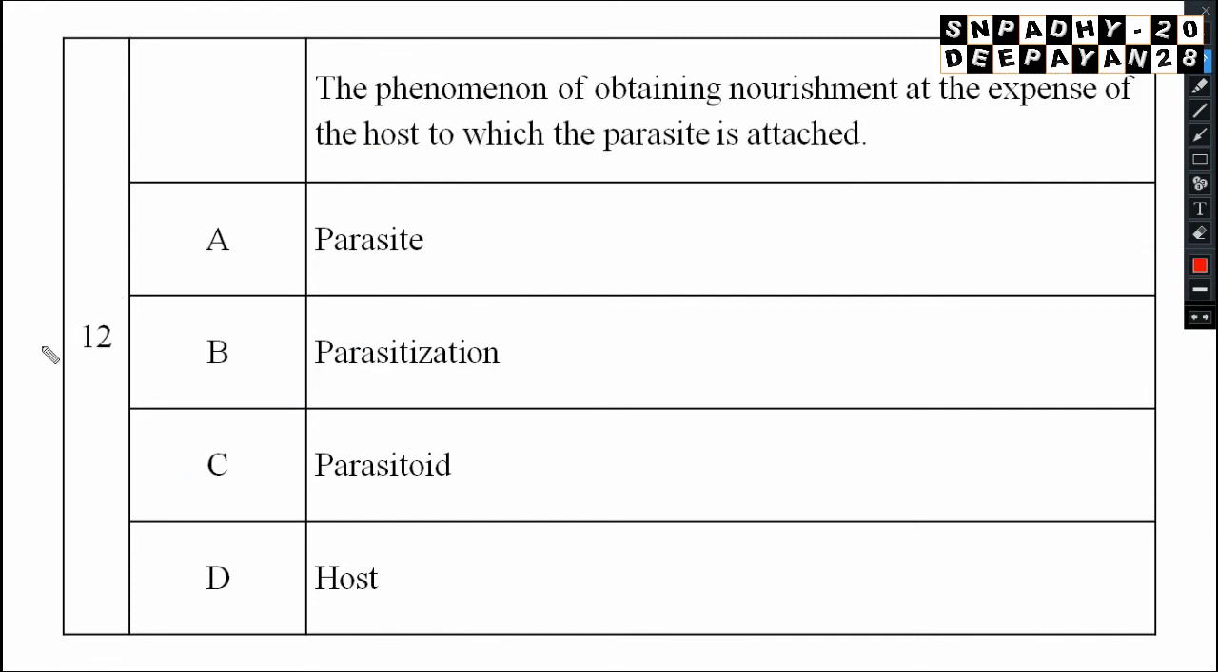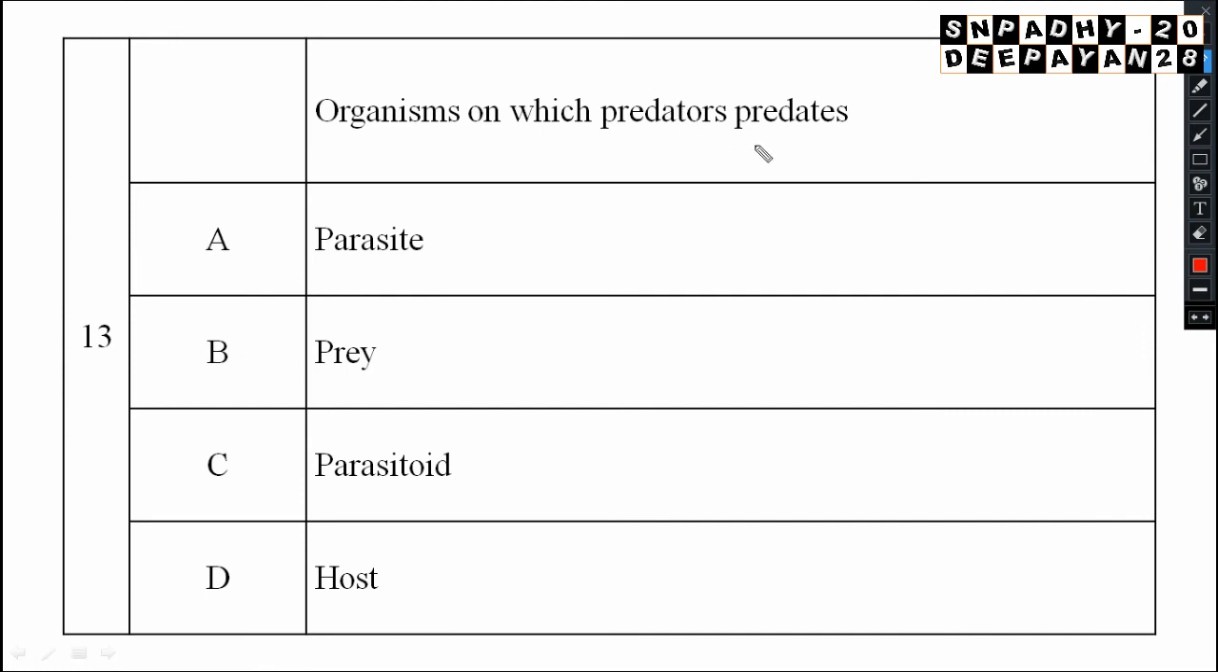Now coming to the next question, question number 12. The phenomenon of obtaining nourishment at the expense of the host. That means parasite is there, host is there. So what is the relationship, or what is the process? The process is parasitization. Answer is B. Organism on which a predator predates. That means the organism which will be fed upon by the predator is known as, these two are not the answer, prey or host. Definitely that is your prey. Predator feeds on prey, parasitizes on host. Like this you should remember.